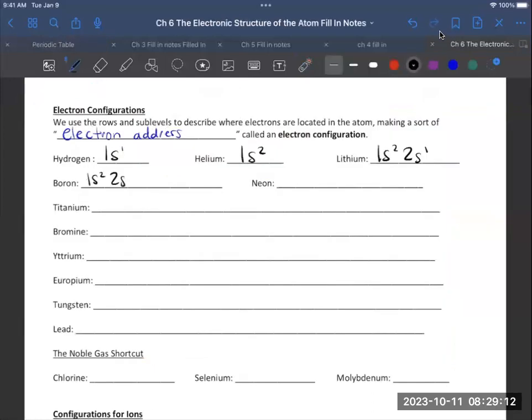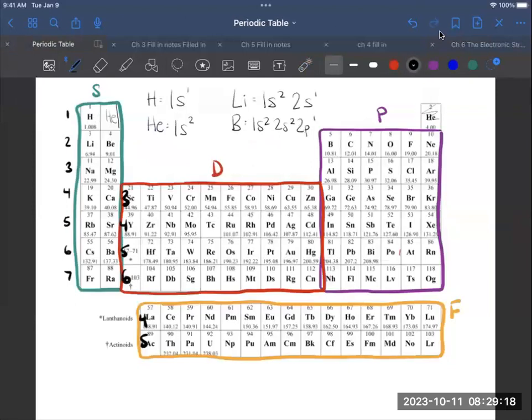1s2, 2s2, 2p6. Okay, well, let's do neon. Neon, I'm running out of space here. Let's go.